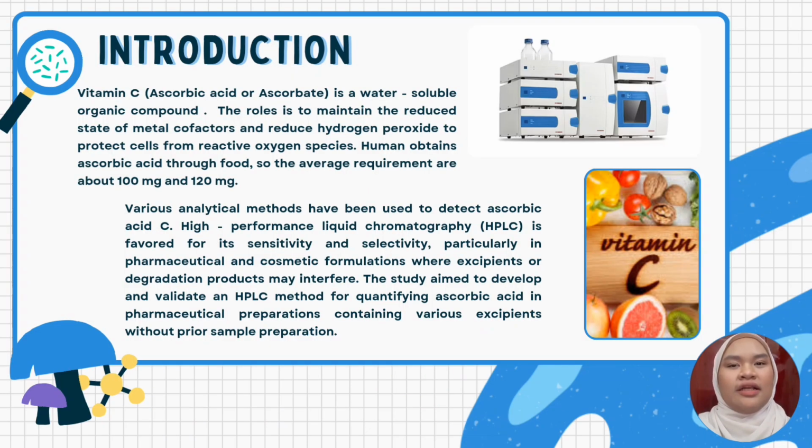For introduction, vitamin C is a water-soluble organic compound. It is also known as ascorbic acid or ascorbate. Its role is to protect cells from reactive oxygen species by maintaining the reduced state of metal cofactors and also reducing hydrogen peroxide presence. Humans, unlike other mammals, obtain ascorbic acid through food. Therefore, the suggested requirement is around 100 mg to 120 mg a day.